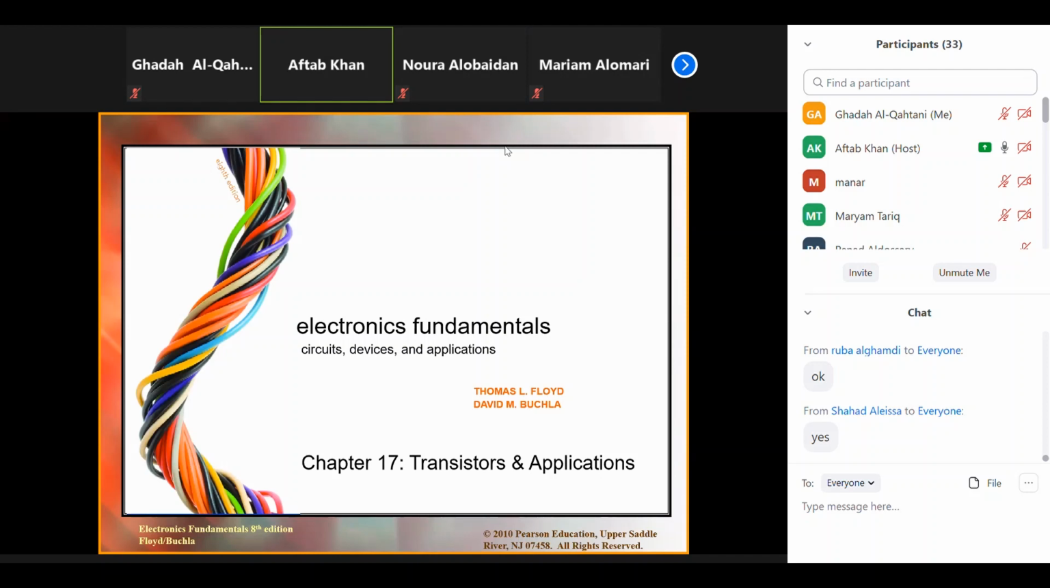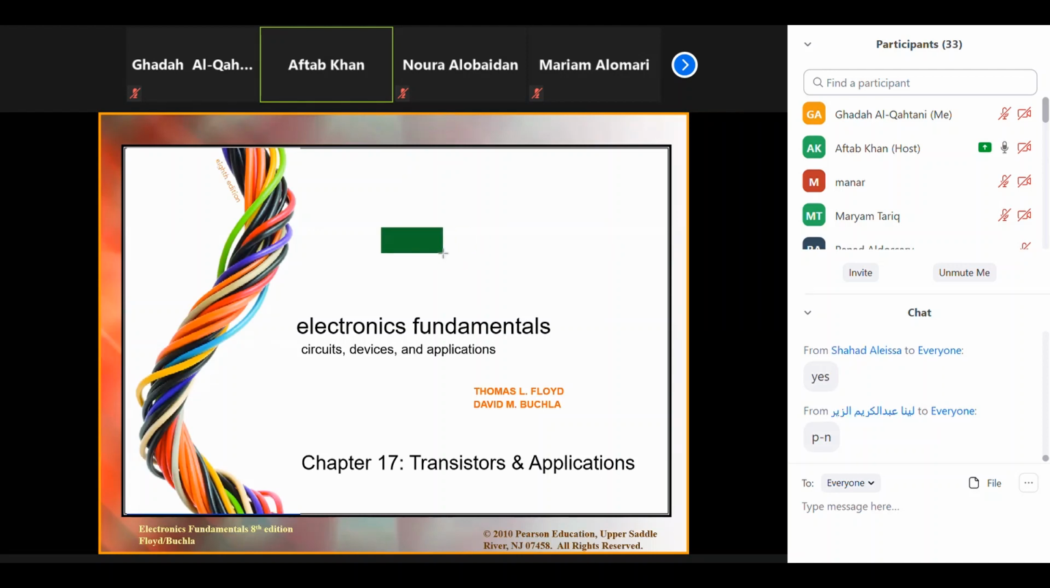This is chapter 17, and it is about transistors and applications. So here we need to recall some concepts of the diode actually. A diode, hope you remember how it is constructed. Do you remember the diode?